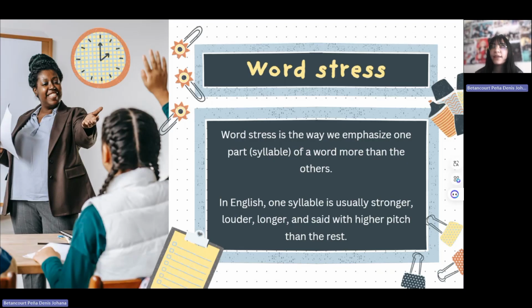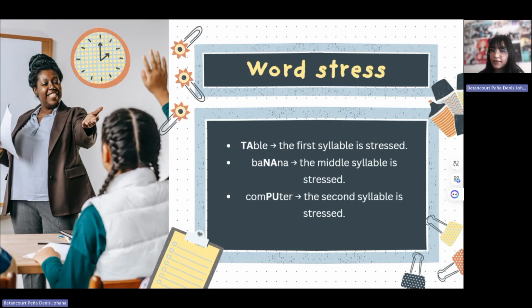So here we have, what is word stress? They say that this is the way to emphasize the part, that is the syllable, of a word more than others. So why do we do that? Because in English, one syllable is usually stronger, louder, longer, and it is said with a higher pitch than the rest. So for you to understand, there we have some three examples.